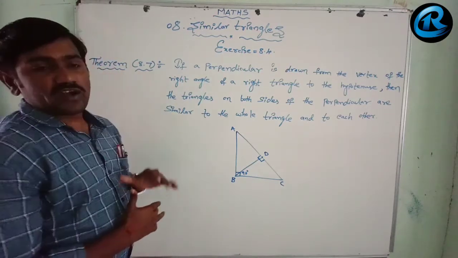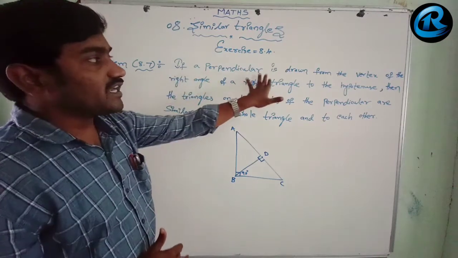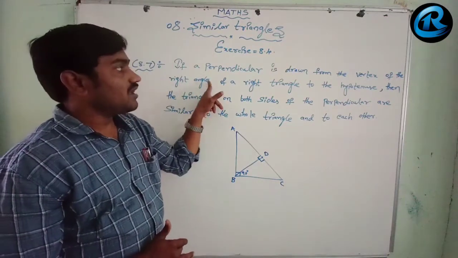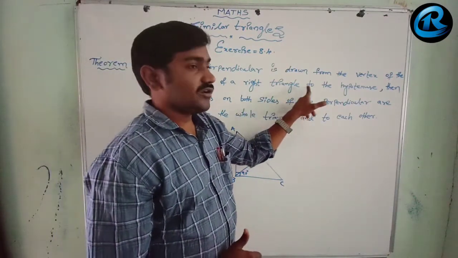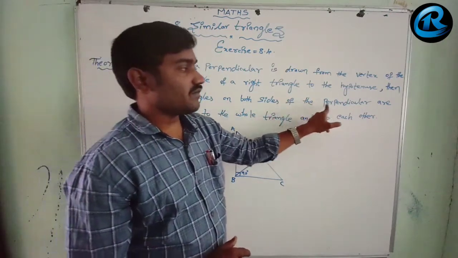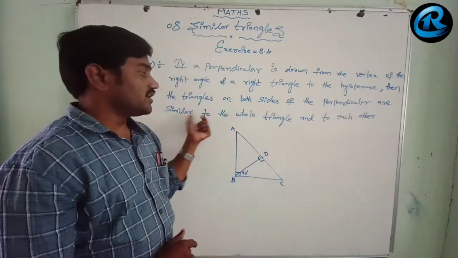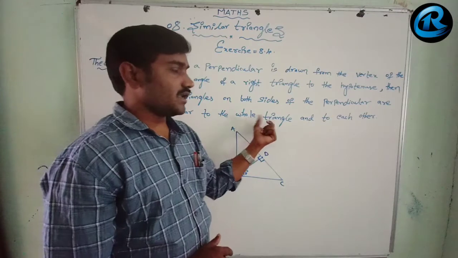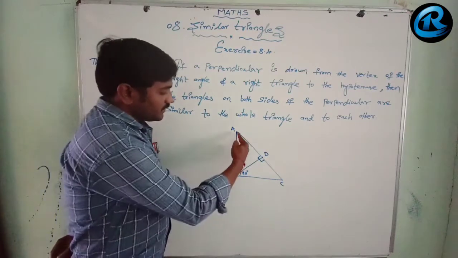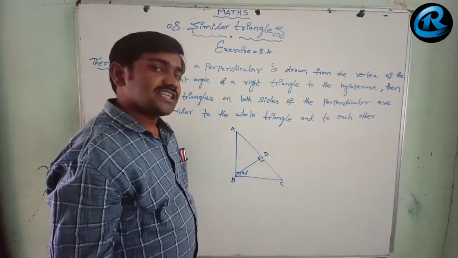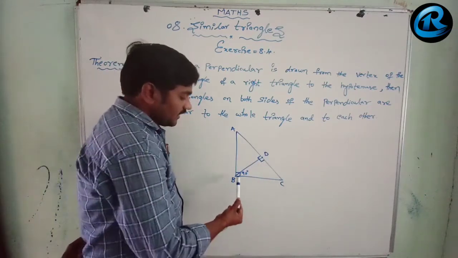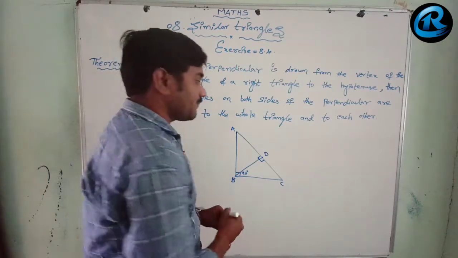So here theorem number 8.4 is that if a perpendicular is drawn from the vertex of a right triangle to the hypotenuse, then the triangles on both sides of the perpendicular are similar to the whole triangle and to each other. What is the meaning of it? Simple. See that here ABC is a right angled triangle. Where is the right angle here? The right angle is located at B.